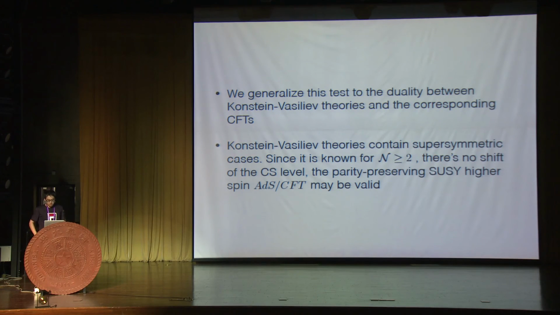We generalize the result to Konstein-Vasiliev theory. Konstein-Vasiliev theory contains supersymmetric higher-spin cases, and you know that for n greater or equal to 2, there's no shift of the Chern-Simons level, so probably this test will work.